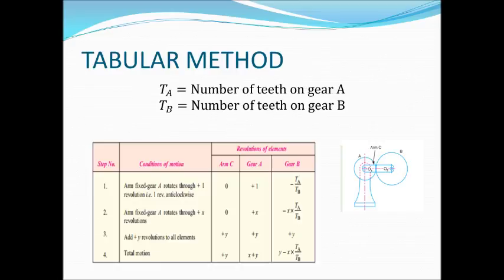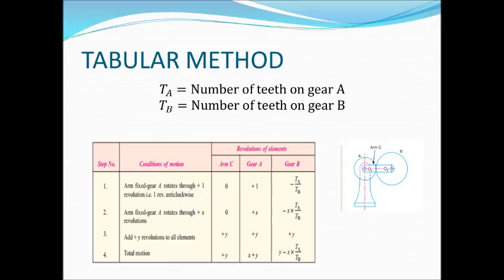Now we have the tabular method. T_A is the number of teeth of gear A and T_B is the number of teeth of gear B. As you can see, a table is used to solve an epicyclic gear train using this diagram.